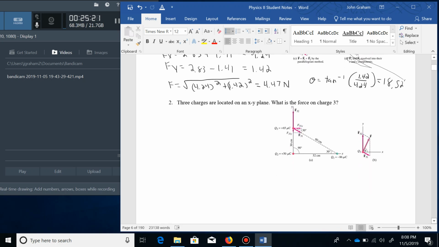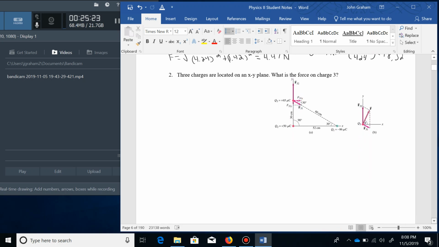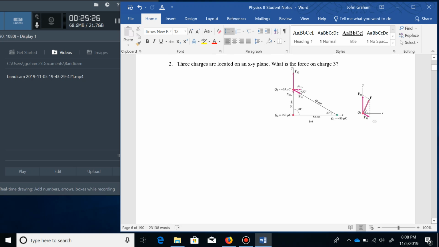Okay, now that one didn't involve charges. Let's get to one that does involve charges. But it works the same way. We just have to remember what we're looking for. So here we are looking at 3 charges in the xy plane. The first charge is right there at the origin, charge Q2, 50 microcoulombs. Q3 is above it, and it's 65 microcoulombs. These both are positive. And then Q1 is to the right of Q2, and it is negative 86 microcoulombs.